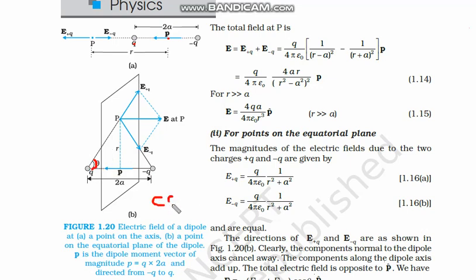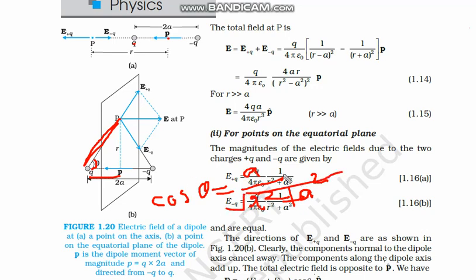If we take cos theta, it is simply a upon the square root of r square plus a square, that is, a upon (r square plus a square) to the power half. In this way we measure the angle theta in terms of cos theta.